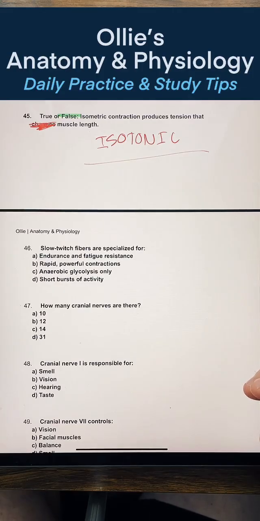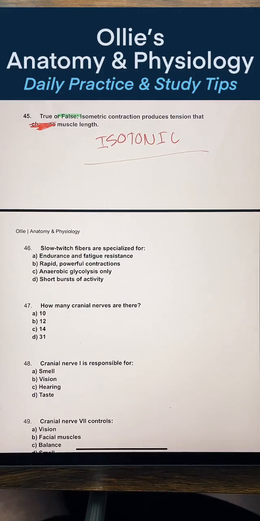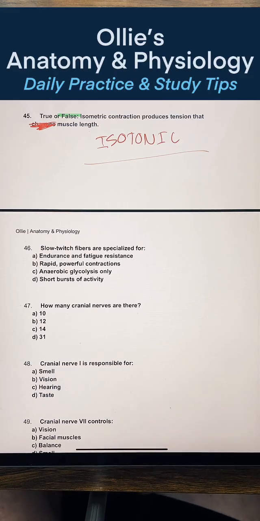Number 46, slow twitch fibers are specialized for what? A, B, C, or D? What do you guys think?